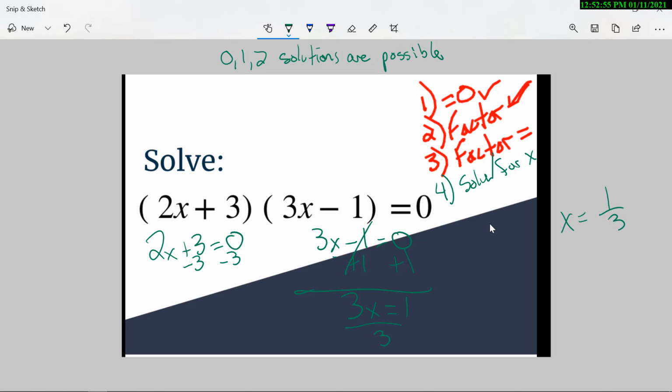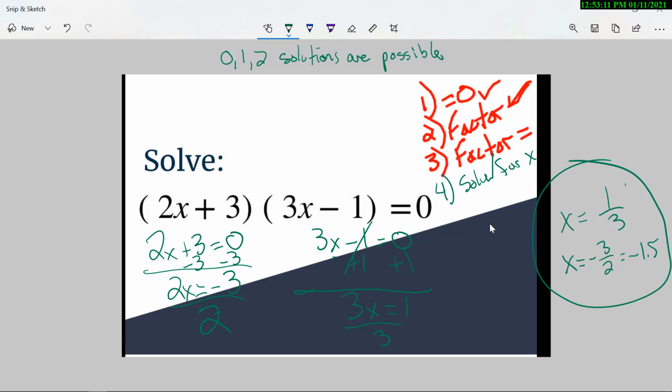First equation, we'll subtract 3 first. 2x equals -3. And divide by 2. Whoop, that's supposed to be a 2. So x equals -3/2, or -1.5 if you'd like. Doesn't matter to me which way you write it. It's pretty straightforward. Hopefully, nothing too crazy.